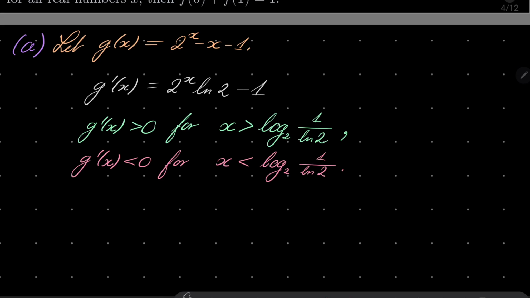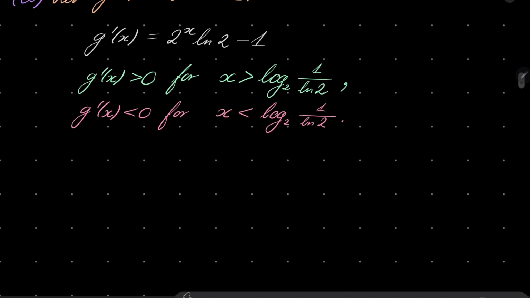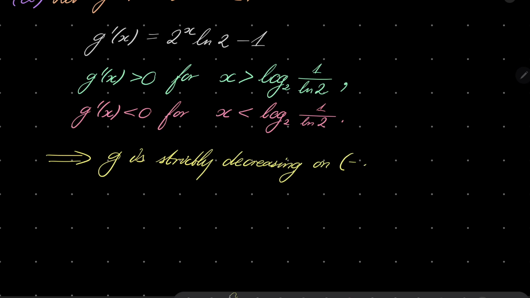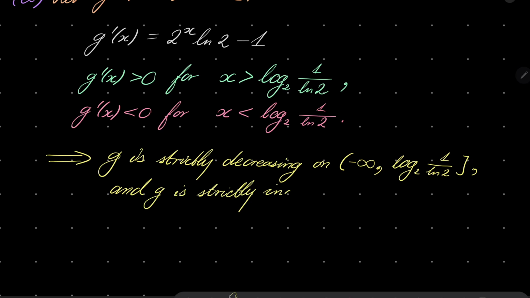Right, which means that our function is first decreasing and then increasing. So g is strictly decreasing on this interval from minus infinity to binary logarithm of 1 over natural log of 2, and g is strictly increasing on the interval from binary logarithm of 1 over natural log of 2 to plus infinity. Everything right? Let me take a look. Probably is.